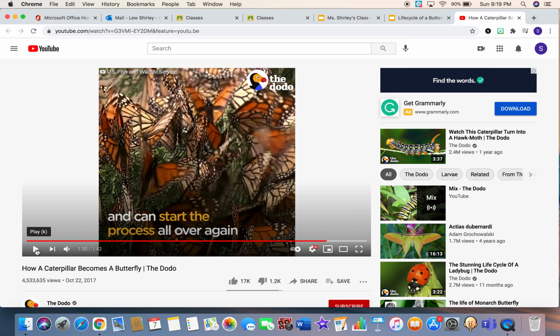Now, if you notice, the butterfly landed on a flower because butterflies no longer eat leaves. They land on flowers to drink the sweet liquid of a flower called nectar.